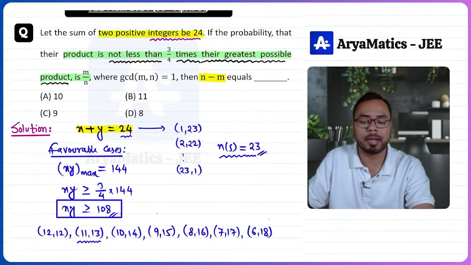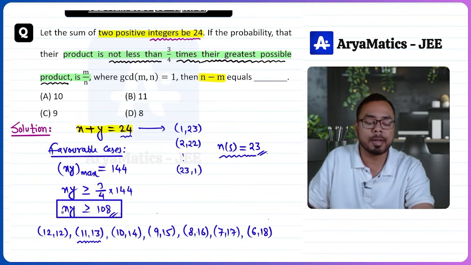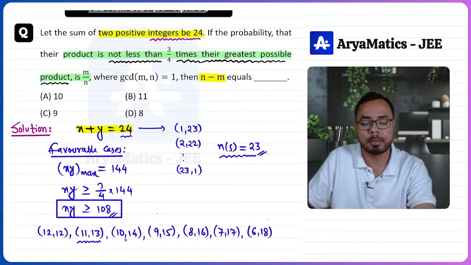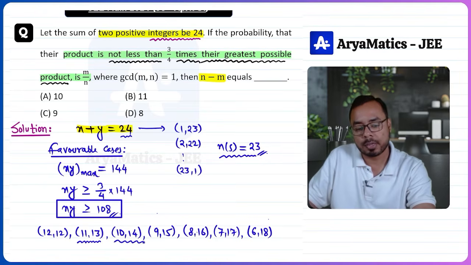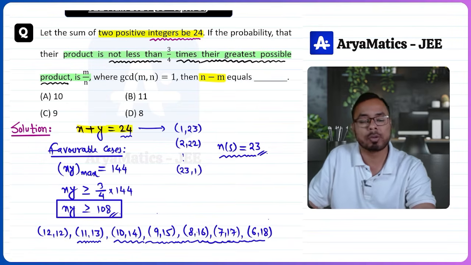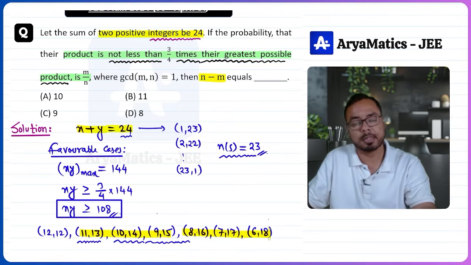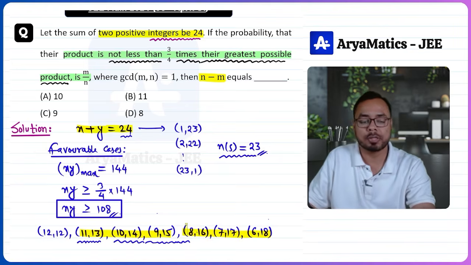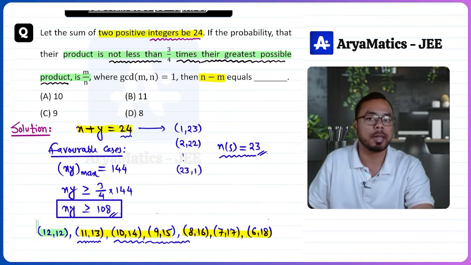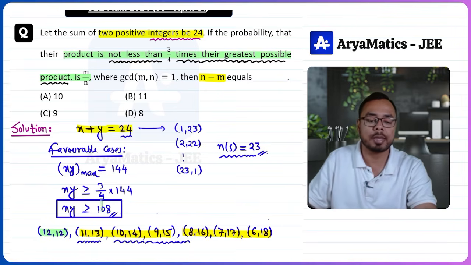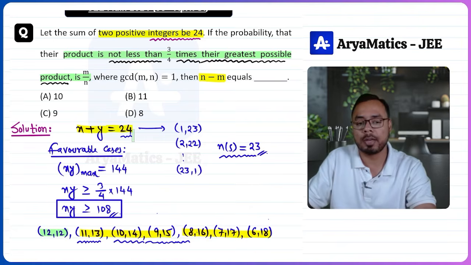If you take 5 and 19, then 19 into 5 will be 95 and then the product will become smaller than this number. So these are all the favorable cases. Right, now first case 12, 12, that will give you only one case. But in remaining all cases, you are going to get two different cases. So here you can see that 3 plus another 3, 6 into 2, because we can interchange those two, plus 1 for the case 12 and 12. So these are the 13 favorable cases, right? These are the 13 cases where the sum of the two numbers will be 24 and their product will be either greater than or equal to 108, right?